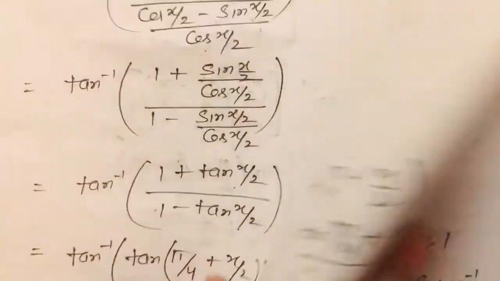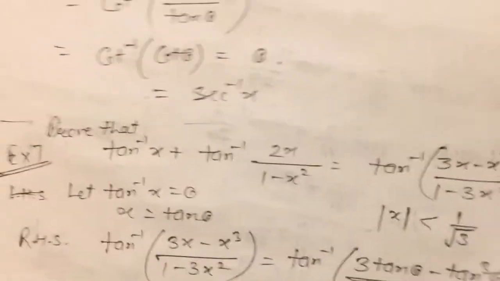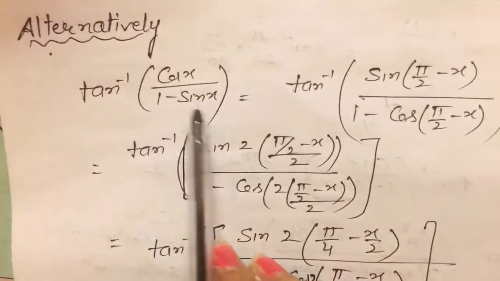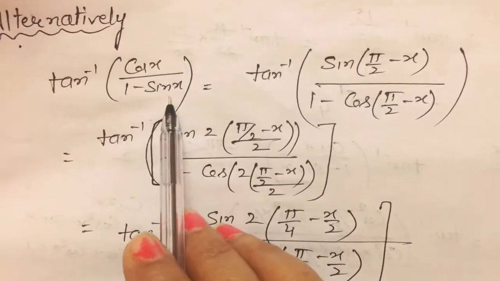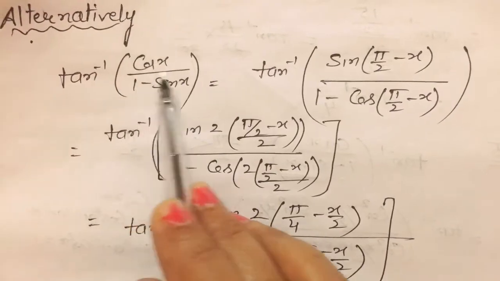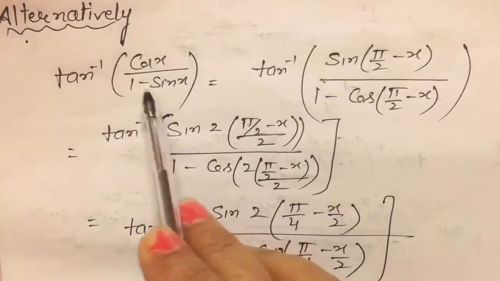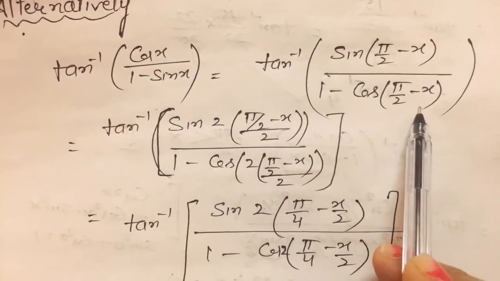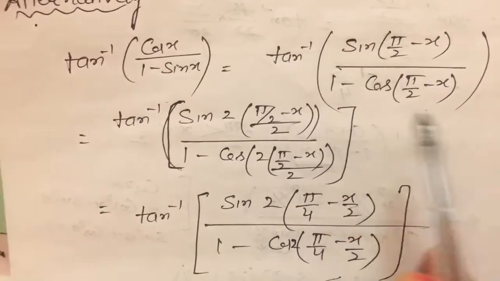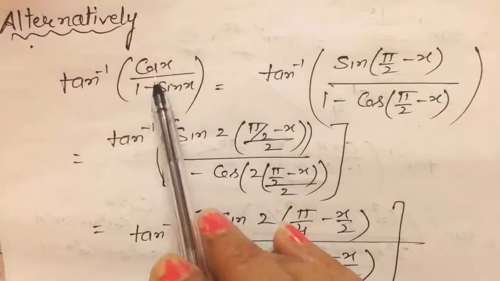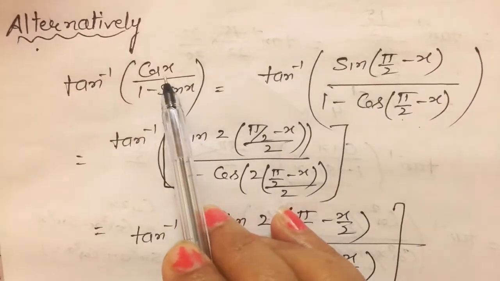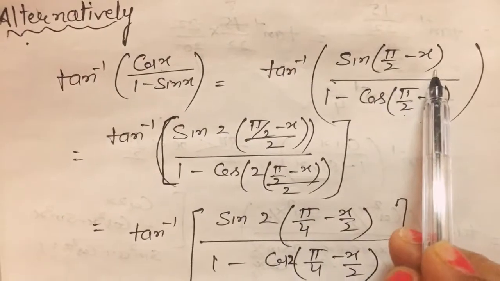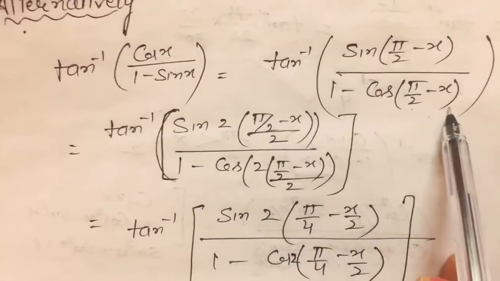Now we can do this same question another way. This is easier than that. Tangent inverse of cos upon 1 minus sin. We can take cos in the form of sin and sin in the form of cos. We know the formulas for 1 minus cos 2 theta and 1 plus cos 2 theta. So I am changing cos into sin and sin into cos. So cos can be written as sin of 90 minus theta, and sin is cos of 90 minus theta.